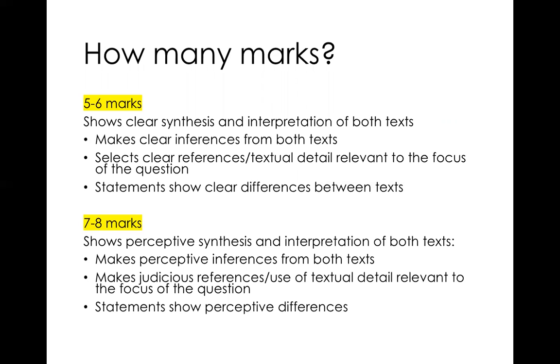In order to earn 5 to 6 marks within this question, you need to show clear synthesis and interpretation of both texts. Once again, that word clear always tends to come in with a level 3 answer. You should make clear inferences from both texts. You should select clear references and textual detail relevant to the focus of the question, and statements should show clear differences between the texts. Remember, you're writing a summary of the differences between Aberfan and London. But if you're pushing for 7 to 8 marks, you need to show perceptive synthesis and interpretation of both texts. You need to make perceptive inferences from both texts, make judicious references and use of textual detail relevant to the focus of the question, and your statements should show perceptive differences.